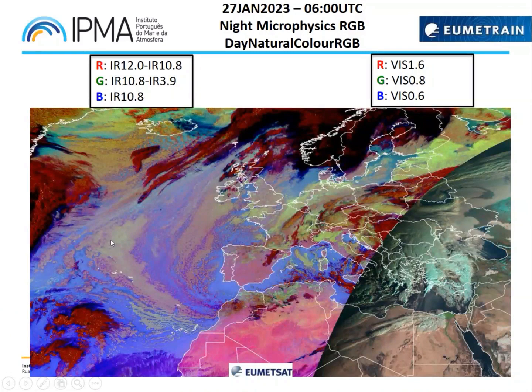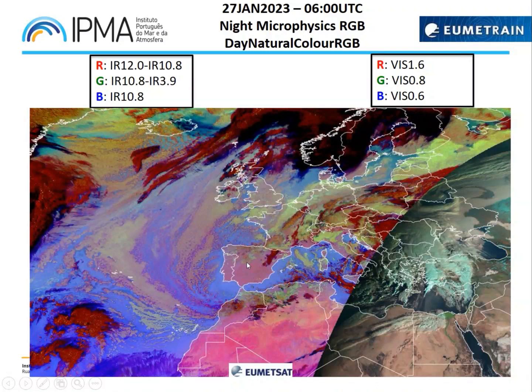The stable area associated to the high pressure system and the ridge is more or less covered with low-level cloudiness. For example, we have here the stratocumulus sheets over the Atlantic, and we also can see some areas, some patches of pastel colors over continental Europe. So we have here northern Italy, northern France, also the Baltic countries, and some little patches over Iberia.